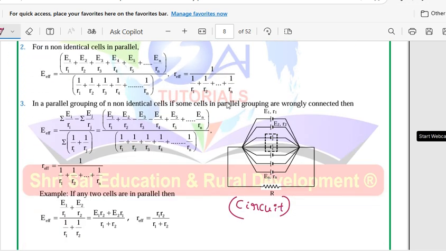Suppose this is cell C1, this is cell C2, and so on up to cell Cn. The internal resistances are R1, R2, R3, up to Rn. Those are all connected to the external resistance, that is capital R.